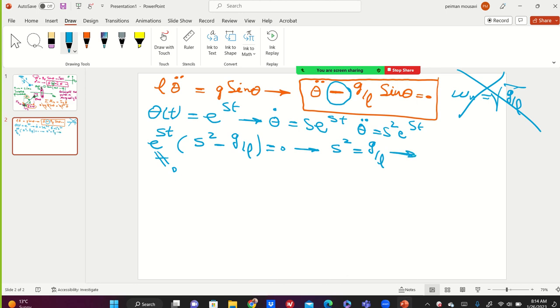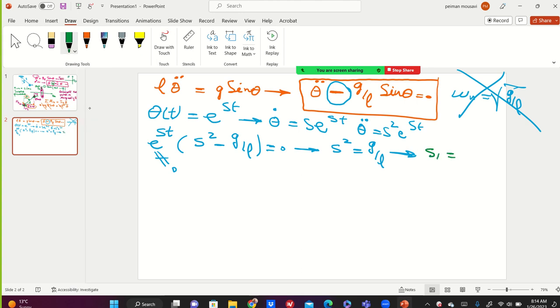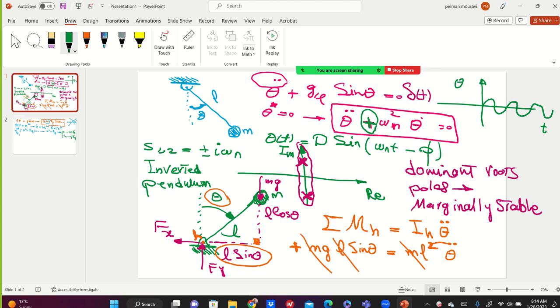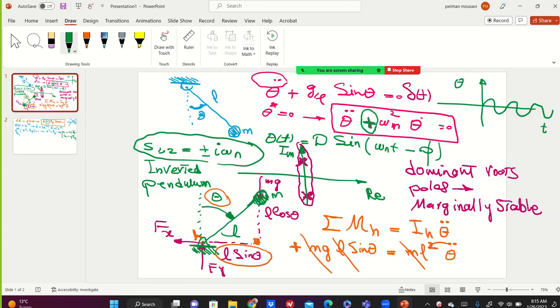Now you have two roots or two poles. s1 is plus square root of g over L. s2 is minus square root of g over L. Guys, all of you look here, don't write, I'll give you time to write. What's the difference between the roots or poles of this system and the regular pendulum's roots or poles? What's the difference between them? Yeah, these are real poles or real roots. These are real numbers, but those are imaginary numbers.